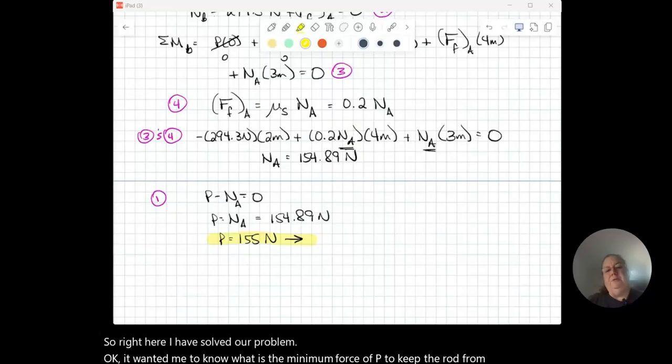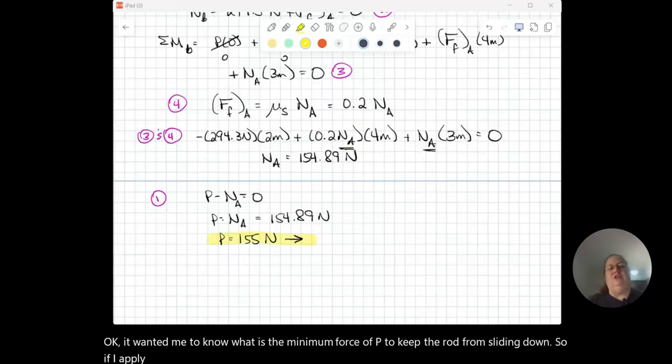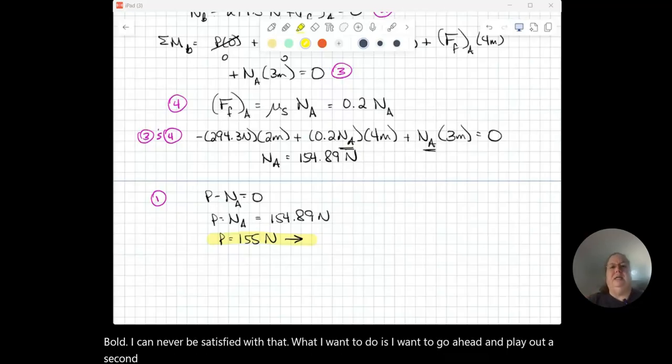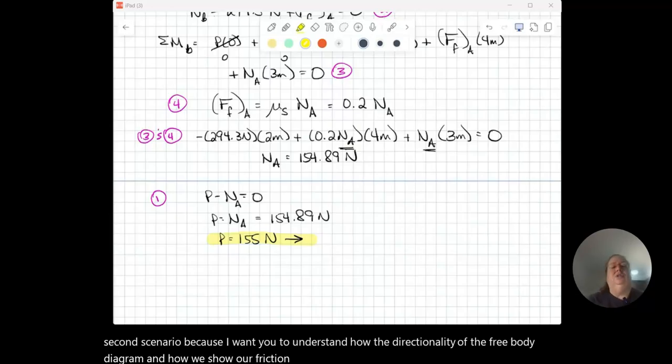So if I apply 155 newtons to the right, I should be able to maintain equilibrium and my rod will not slide down. Awesome. Well, I can never be satisfied with that. What I want to do is play out a second scenario because I want you to understand how the directionality of the free body diagram and how we show friction equations can change. So we're going to do a second case here.